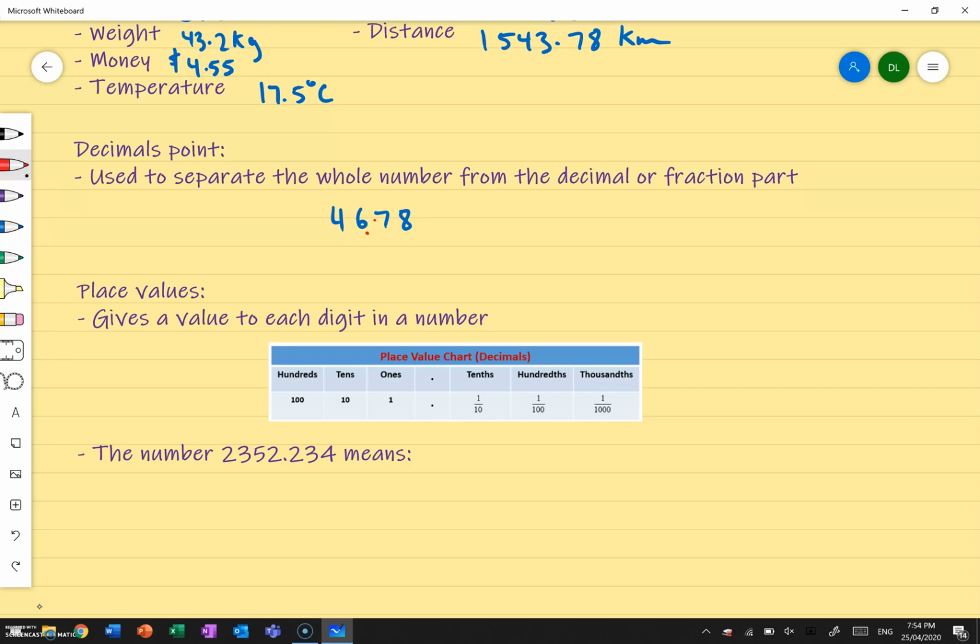So if I was to say this part over here, that's the whole number. Whole number as in what we'd like to call integers. Integers or whole numbers. And this part over here is the decimal part.